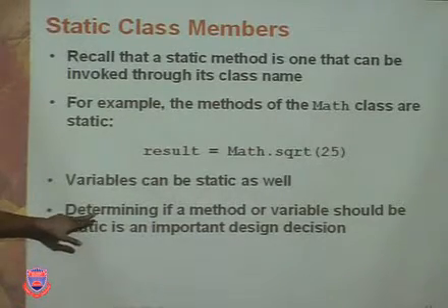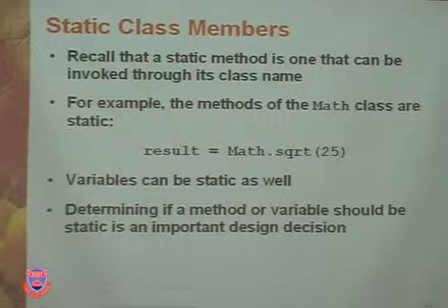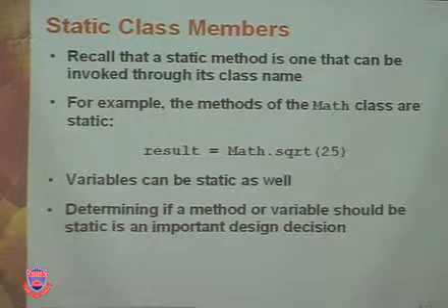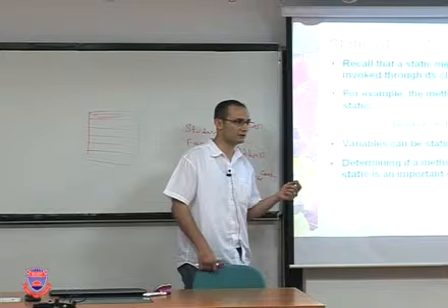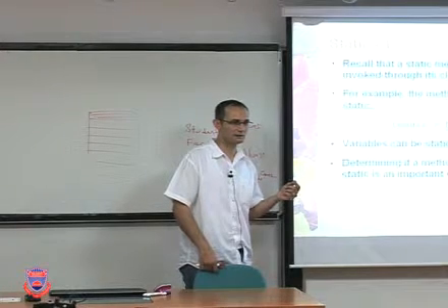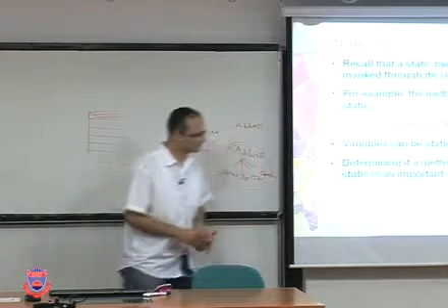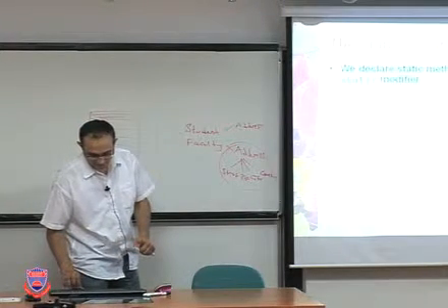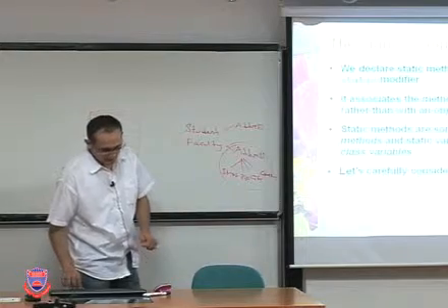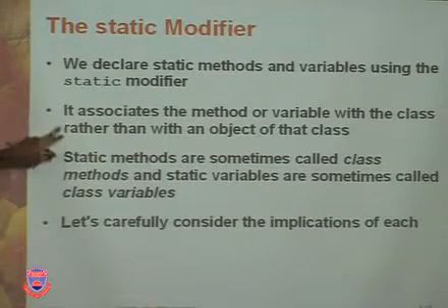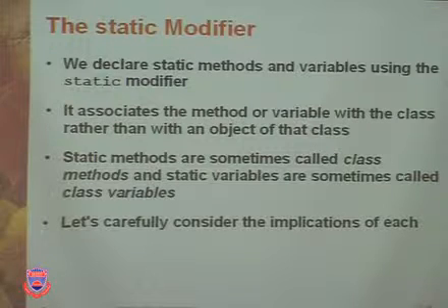So if you want to declare a certain variable that is going to be accessed by all the objects, you will declare it static. So if you want to, for example, keep a counter of how many objects have been created so far in the class, you need to have a static variable to keep track of that, right? So the static modifier associates the method or the variable with the class rather than the individual objects that you have. So these are called class methods or class variables as well.